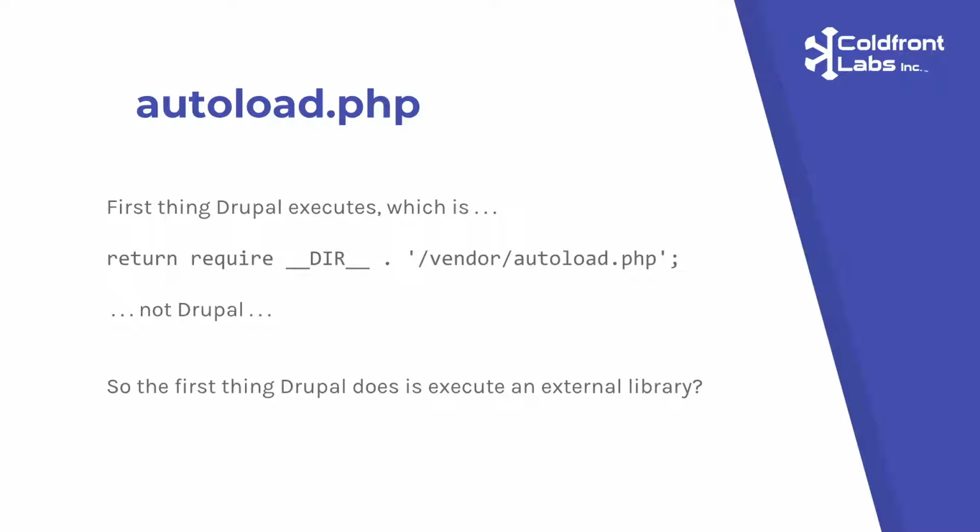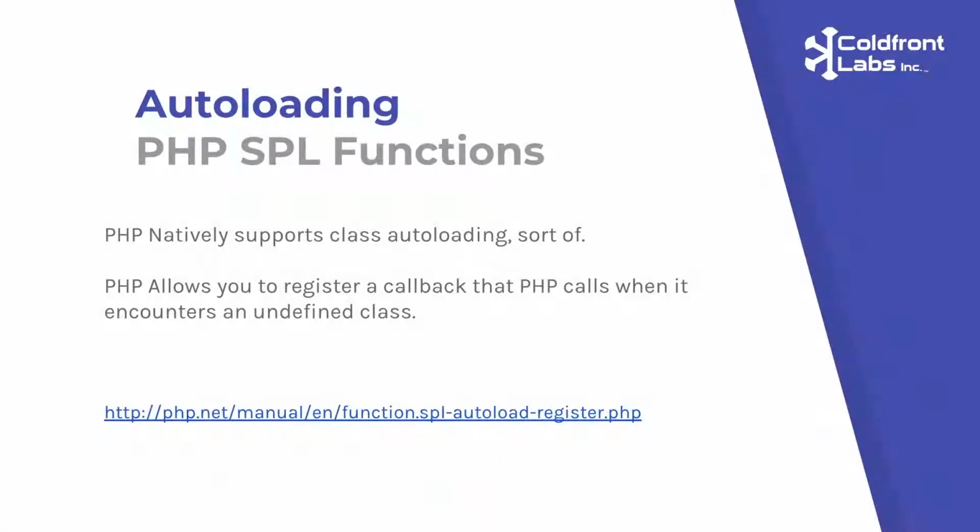It says return require __DIR__, which is the PHP superglobal for the directory this file is in, and then /vendor/autoload.php. So already the first line of Drupal executes code that isn't Drupal. It goes into the vendor directory that we know is for third-party libraries. So the first thing Drupal does is execute an external library.